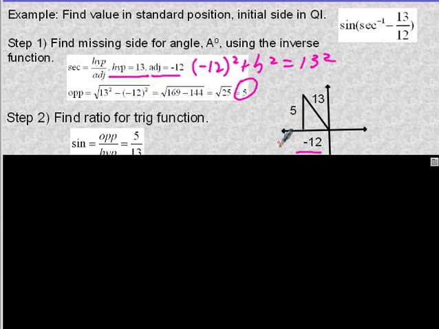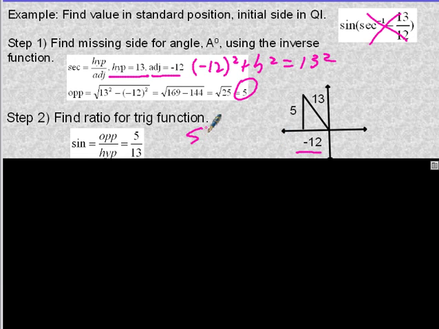And now that we have a triangle with all our sides labeled, we're done with the inner part, which is this part, and we're going to find the sine of this triangle, which is opposite over hypotenuse, which is 5 over 13. So it's done really the same way. You're just building a triangle and then taking the ratio of sides.